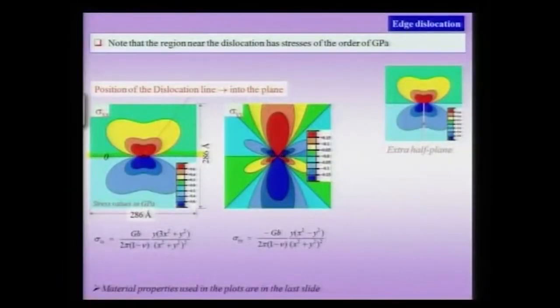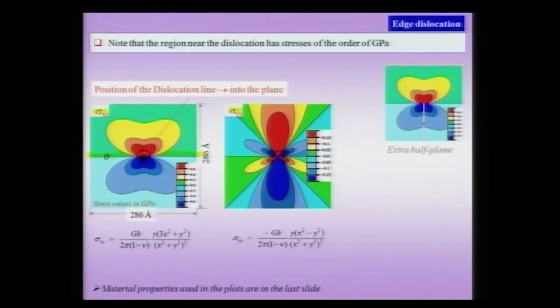Now if I look at the plot of these stress fields, on the left hand side is the sigma xx plot and the other stress plot on the right hand side is sigma yy plot. Now we already noted that I should not try to understand these stress fields very close to the dislocation line. In other words, very close to the dislocation line which I show here where the dislocation is present, these equations are no longer valid, which I call the core region of the dislocation.